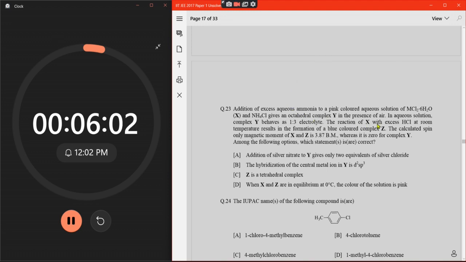Okay, the reaction with excess HCl at room temperature results in formation of blue colored complex Z. CuCl6, I don't know. The calculated spin only magnetic moment of X and Z is 3.87. It's like square root of 16 or something. 15, right? 3 times 5 or something. Yeah, that's the thing. So n value is 3, meaning it has 3 unpaired electrons. Okay, 3 unpaired electrons. It's like MCl3.